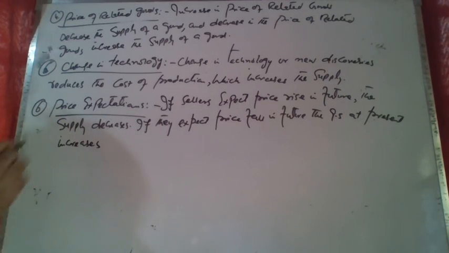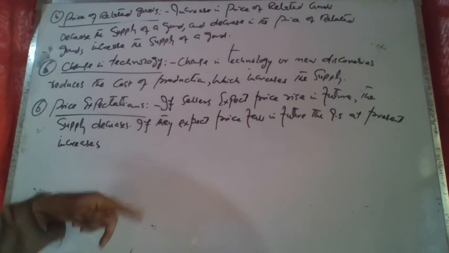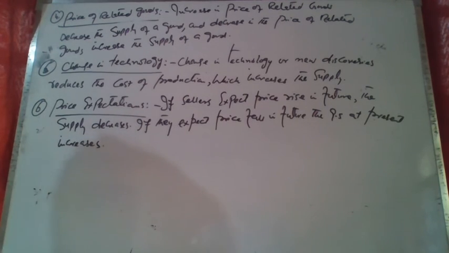Thus we can say that a price rise in future decreases the supply, and a price fall in future increases the supply. So this is all about the factors which change or affect the supply of a good: how price changes, how technological change, how the number of sellers changes, they change the supply of the good. Thank you very much. This is all about the determinants of supply.